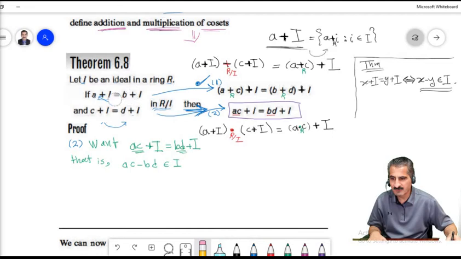So how do we reach what we are going to prove in red, the last line in red? Let's play a little with the hypothesis. First thing, we need to remember that I is an ideal.